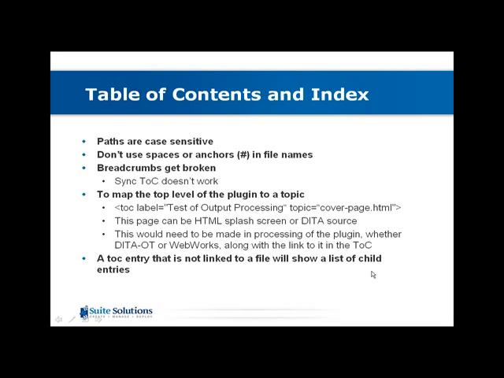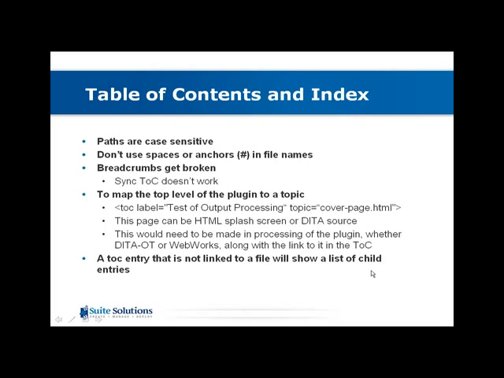We'll start with the table of contents and the index. Eclipse is a case sensitive platform, so you have to make sure that all of your paths are the correct case. You shouldn't use spaces or anchors in file names, specifically the table of contents. It breaks your breadcrumbs and it breaks the sync talk, because those are looking at the table of contents to find out where it is in the tree, and it won't match up if you have an anchor in it. It just takes the file name.